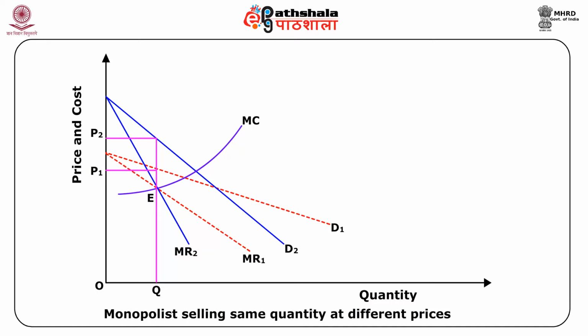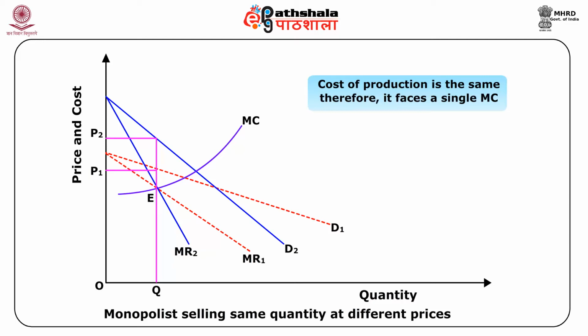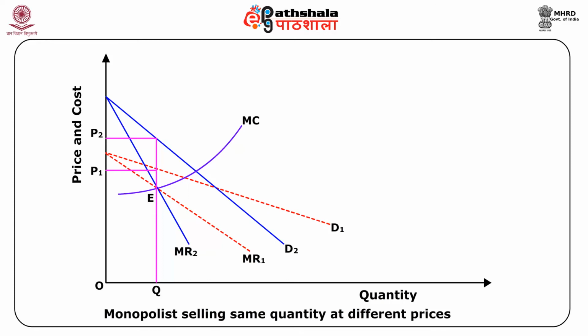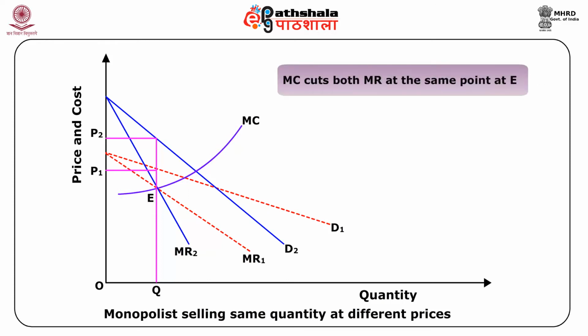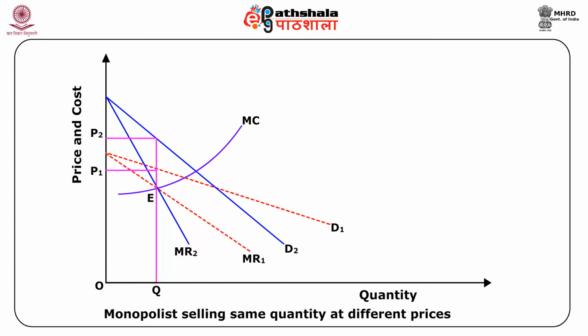Now, suppose a monopoly firm faces two demand curves for its product, D1 and D2. Then correspondingly it will face two MR curves also. Since the cost of production is the same, it faces a single MC, which is upward sloping as usual. Now, MC cuts both MR curves at the same point E, depicting the same OQ level of quantity to produce. But when we stretch this point to their respective AR curves, we can see that the price for the same quantity comes out to be different.